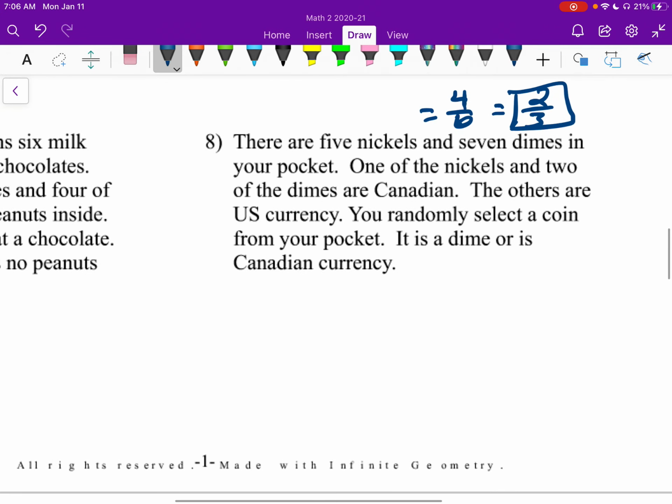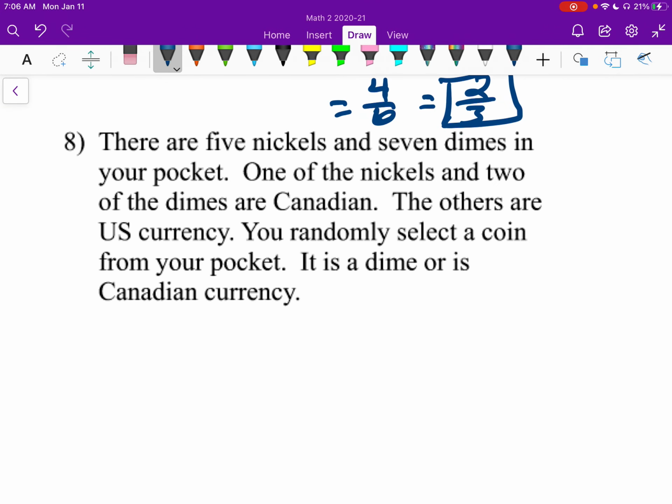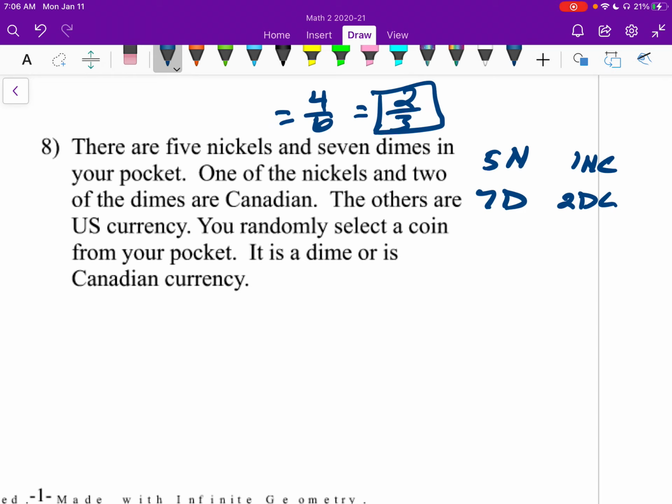Number 8. There are 5 nickels and 7 dimes in your pocket. 1 of the nickels and 2 of the dimes are Canadian. Okay, so we have 5 nickels and 7 dimes. 1 nickel is Canadian, and 2 dimes are Canadian. The others are US currency. You randomly select a coin from your pocket. It is a dime or Canadian currency.